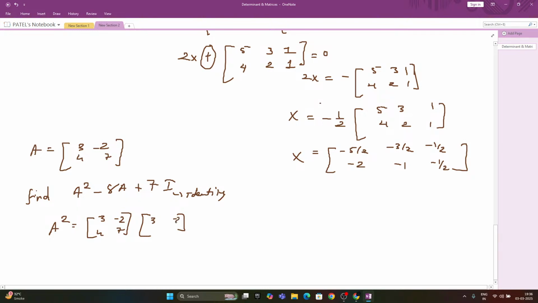3 -2, 4 7 times 3 -2, 4 7. So row into column, 3 3s are 9 plus -8, so you can directly write 1. 3 2s are -6 -14, that is -20. Row into column, 4 3s are 12 plus 28, that is 40. And 4 2s are -8 plus 49, that is 41. So we solve this. It will be 1 -20, 40 41. This is A squared.